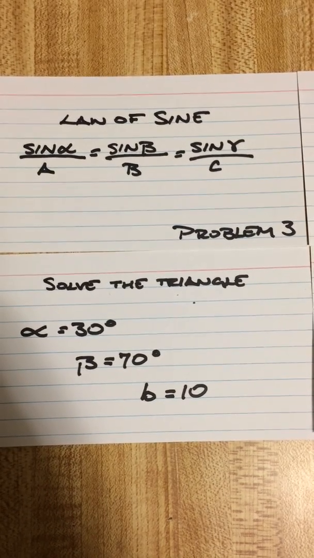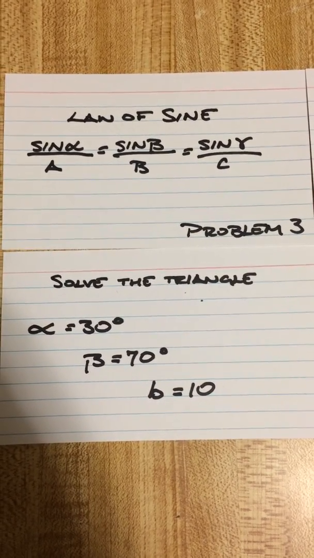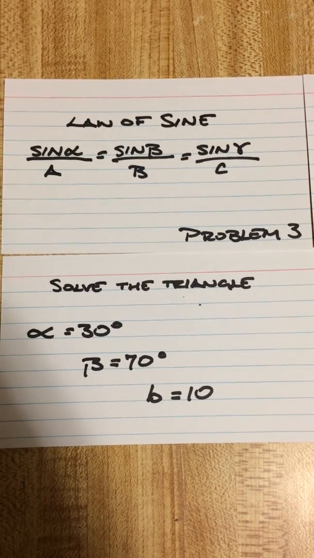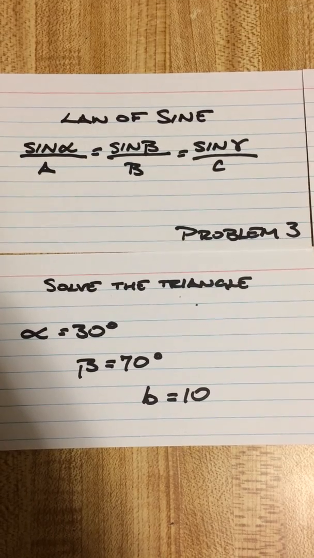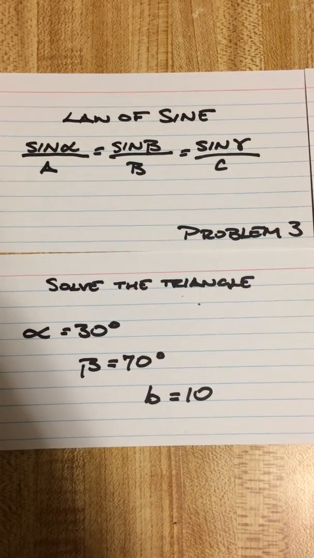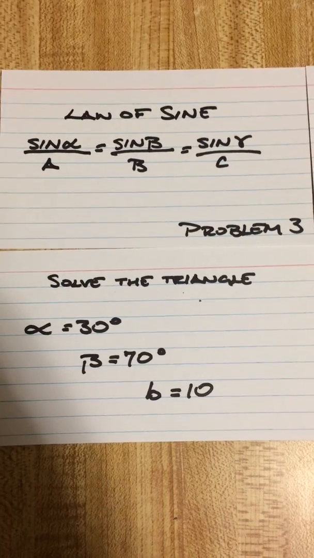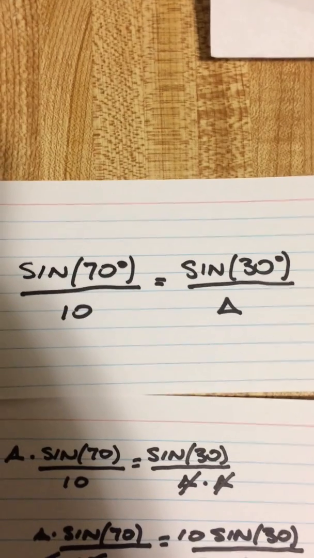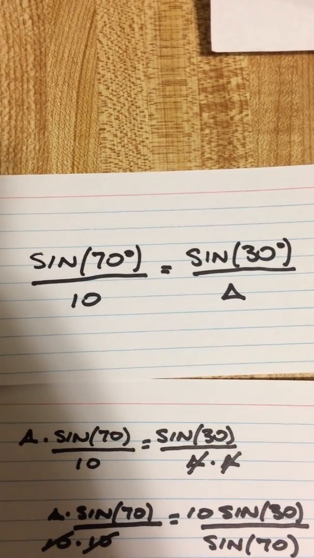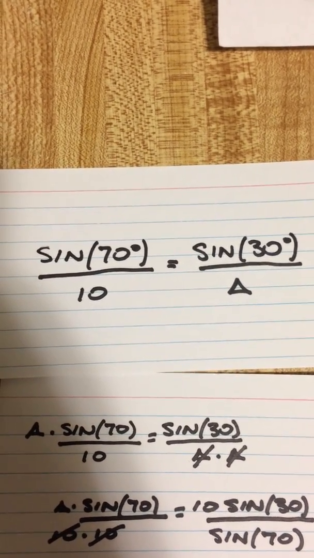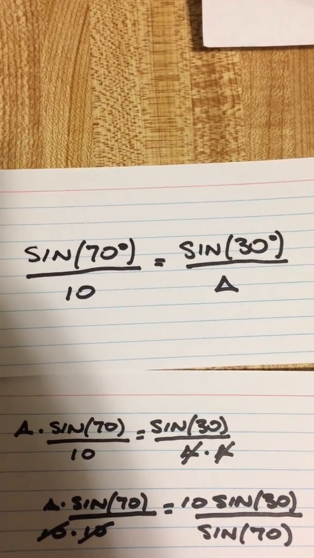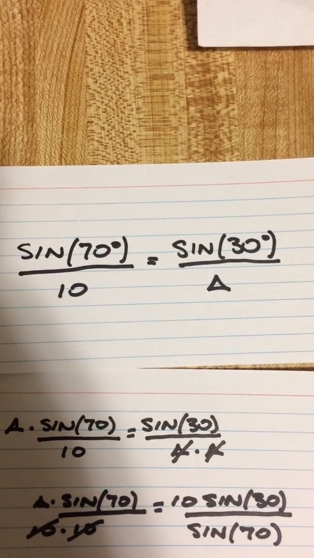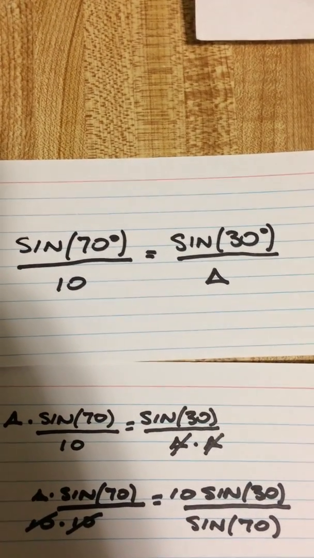So once we have one of those complete sets, we can go ahead and figure out the next side or angle, and we're going to work our way towards finding out first what side A is going to be, since we have angle alpha at 30 degrees. So we use what was given to us: sine beta, which is 70 degrees, over side B, which is 10, equaling sine 30, our angle alpha, over side A.